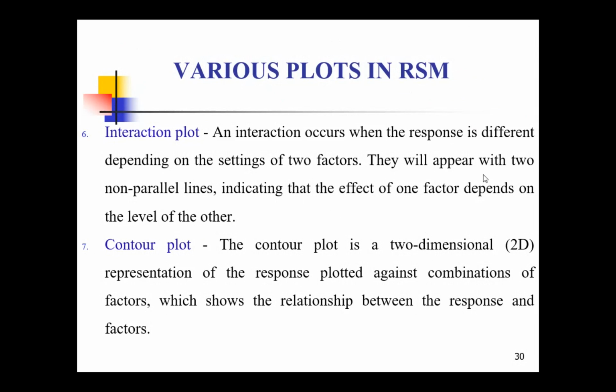So we have to make perfect interpretation from these graphs. Then the contour plot. The contour plot is a 2-dimensional plot that is drawn between 2 input variables and the output variable, x, y, z. X and y are inputs and z is my output, but this is drawn in a 2-dimensional manner.